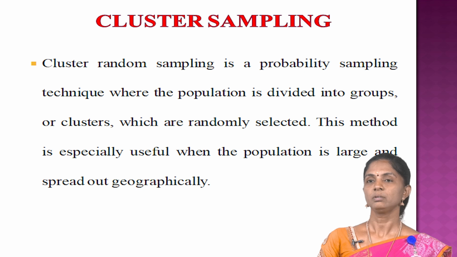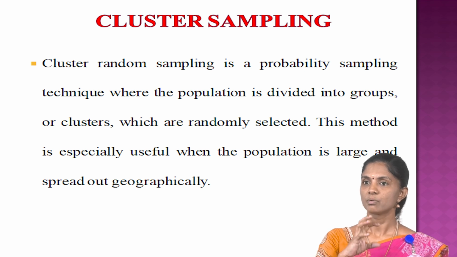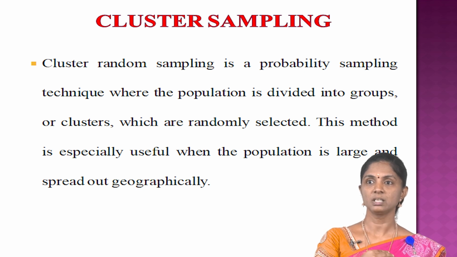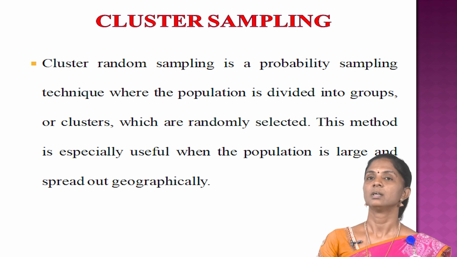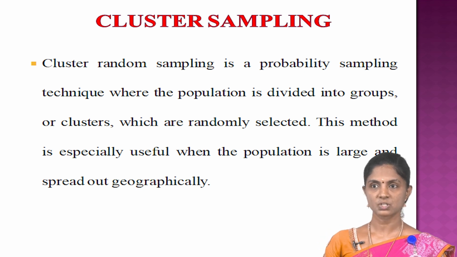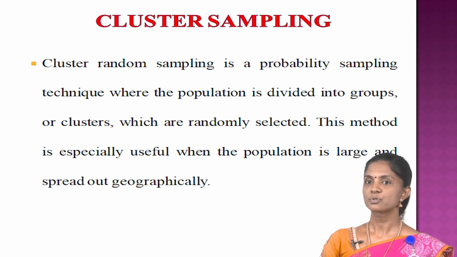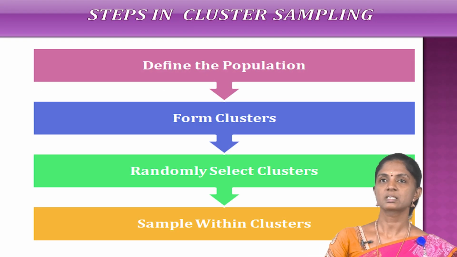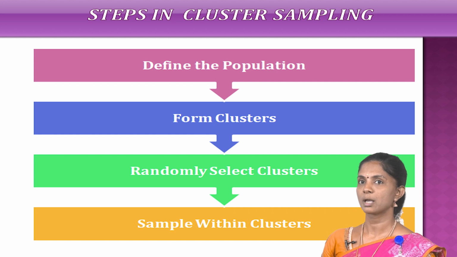For example, we want to take 5,000 students from Tamil Nadu. We must take university at the first stage, then the number of colleges at the second stage, selection of students at the third stage, etc. So now we explain what are the steps in cluster random sampling.